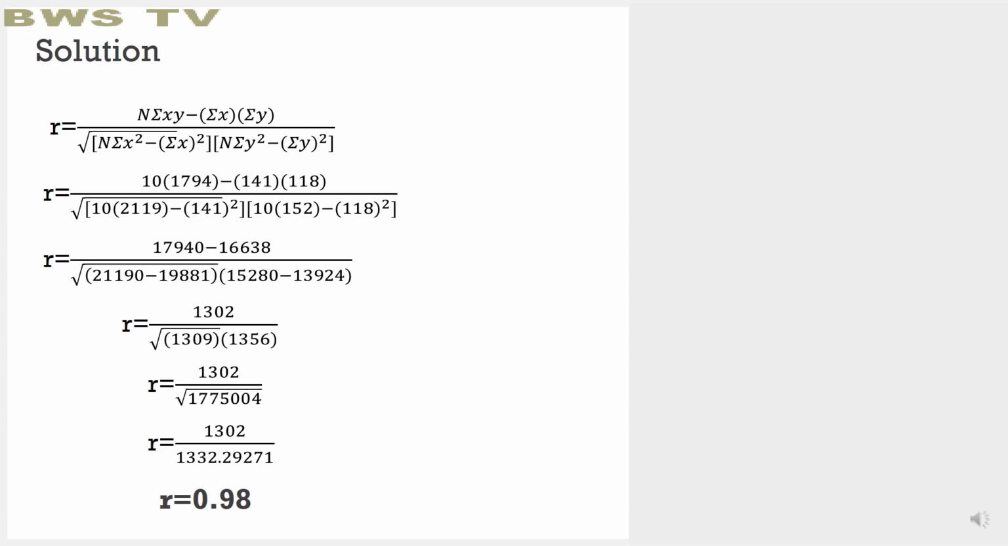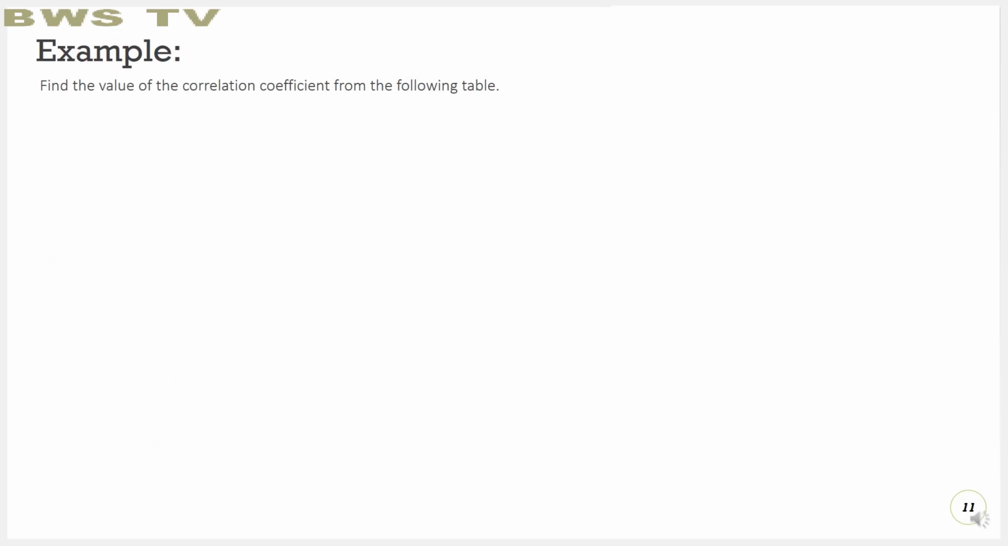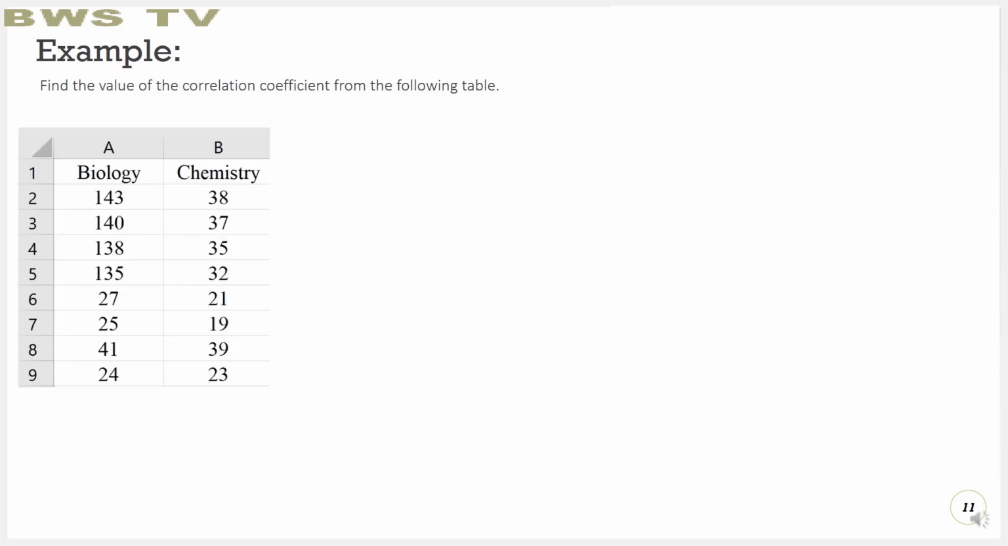So for the next example, instead of using pen and paper, we will use computers, or more like software, to solve for the PPMC. So if you want to solve using the computer, or maybe you're doing research or whatever purpose, the software we'll use is Microsoft Excel. It's very easy and convenient, unlike the two methods, since they take a lot of time. So we have another example. Under A is biology, and under B is chemistry.